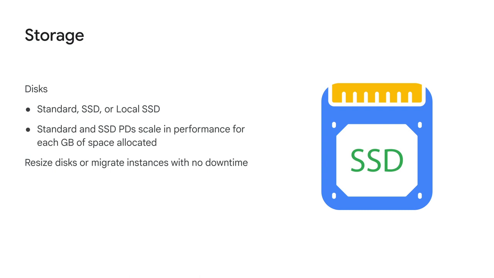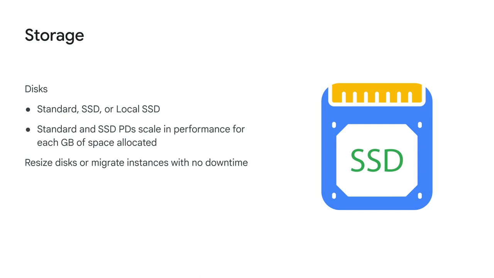Local SSDs have even higher throughput and lower latency than SSD persistent disks, because they are attached to the physical hardware. However, the data you store on a local SSD persists only until you stop or delete the instance. Typically, a local SSD is used as a swap disk, just like you would if you wanted to create a RAM disk. But if you need more capacity, you can store those on a local SSD.